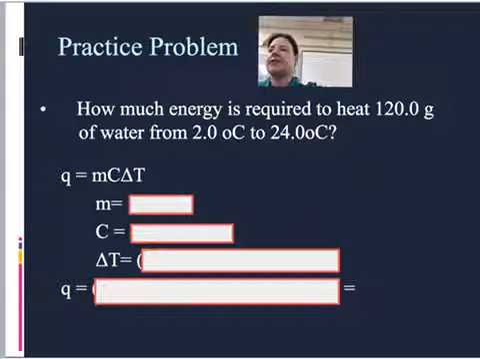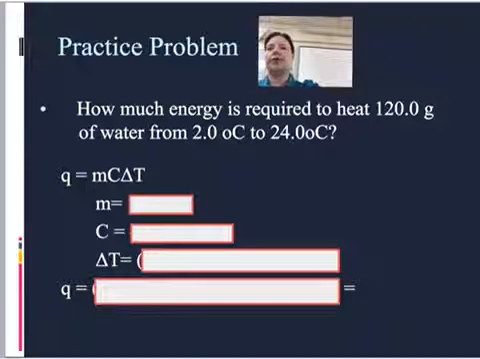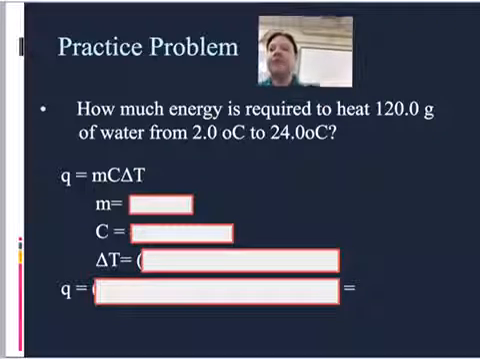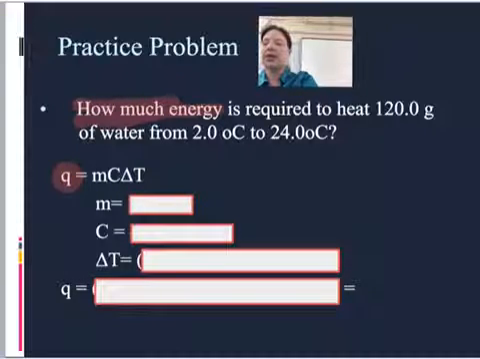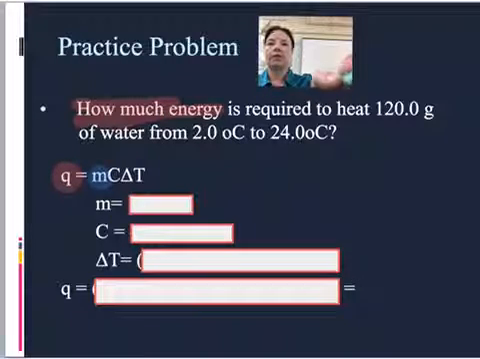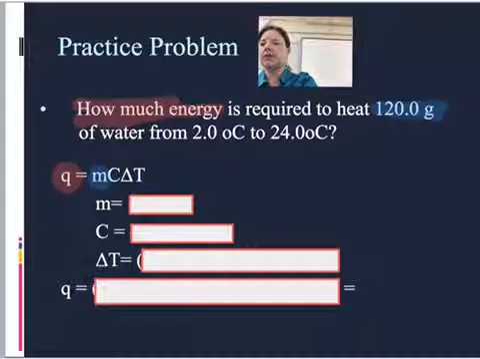So here's our first practice problem. It says, how much energy is required to heat 120 grams of water from 2 degrees Celsius to 24 degrees Celsius? So first, let's identify all of our different pieces. It asks us how much energy, so that means we're going to want to solve for Q. Next thing, let's find our M. What is the mass of our material? Well, it says our mass is 120 grams, so that means we're going to put our M as 120 grams. Then our C, specific heat.